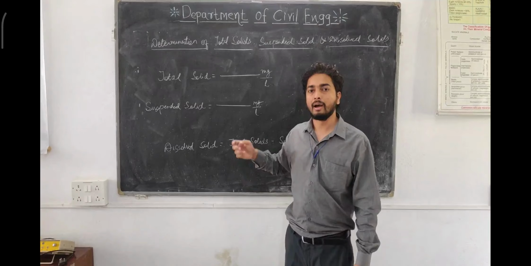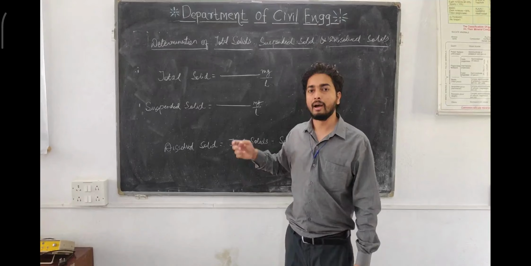You studied the same practical in geotech, in which you calculate the moisture content. But in this case we have moisture as well as solid, and we don't require the moisture. We are only concerned about the solid. So how to determine total solid? How much total solid is present in 1 liter of water?